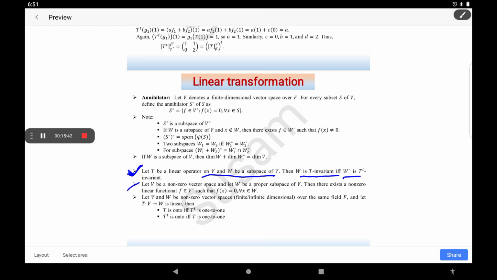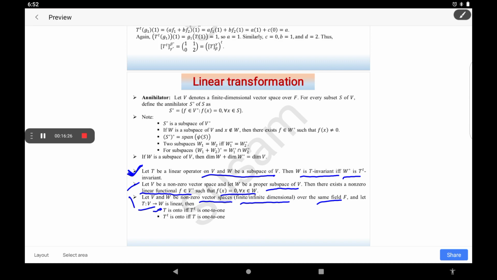Let another one: let V be a non-zero vector space and W be a proper subspace of V. Then there exists a non-zero linear functional f such that f(x) equals 0 for x in W. So you must have a non-zero functional if W is a proper subspace of V, where V is finite dimensional. Last one, what does it say? Let V and W be non-zero vector spaces, maybe finite or infinite dimensional over the field F, and T be linear. Then T is onto if and only if T transpose is 1 to 1, and T transpose is onto if and only if T is 1 to 1.